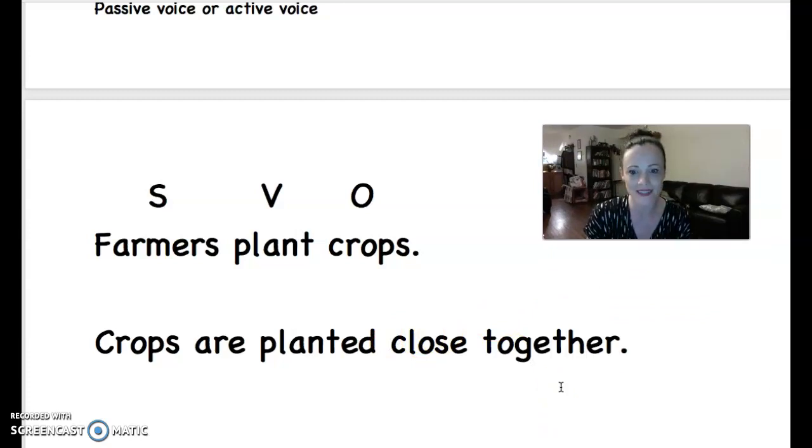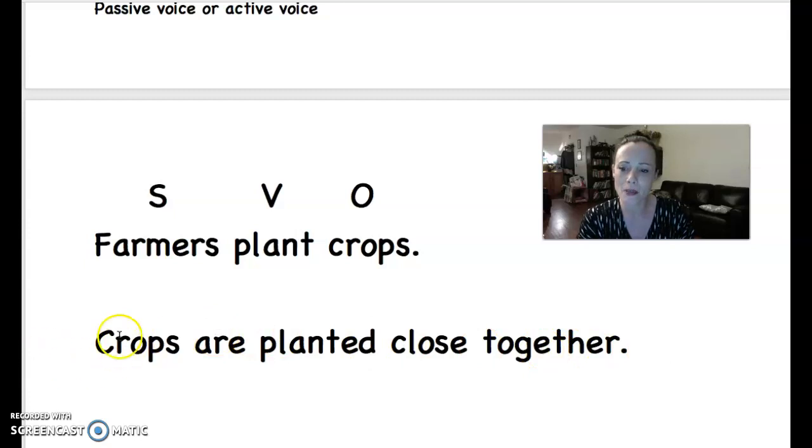Or something like that. Okay? So crops is the subject now, and are planted is your verb. But now crops isn't doing this action. If you wanted to say who does the action, you would add by farmers. That's optional. You don't have to do it. And in the case of planting crops, it's really not necessary. Everybody knows who plants crops, so we're not confused.